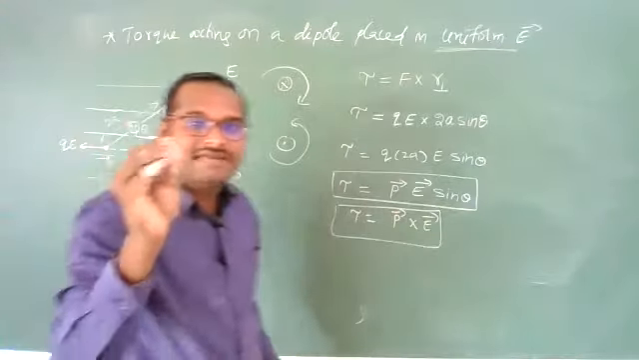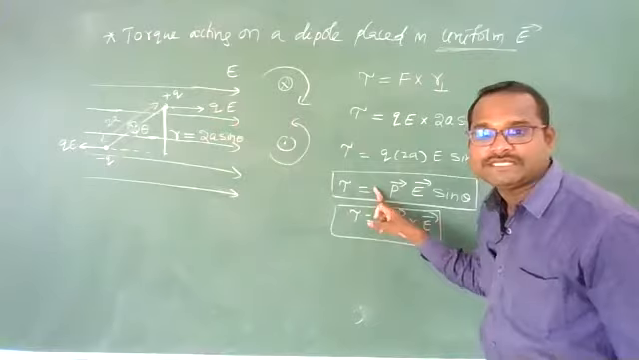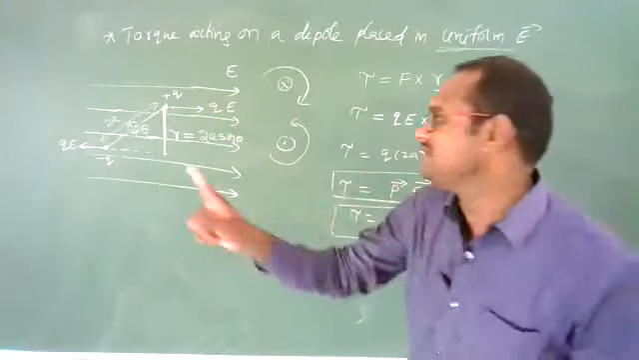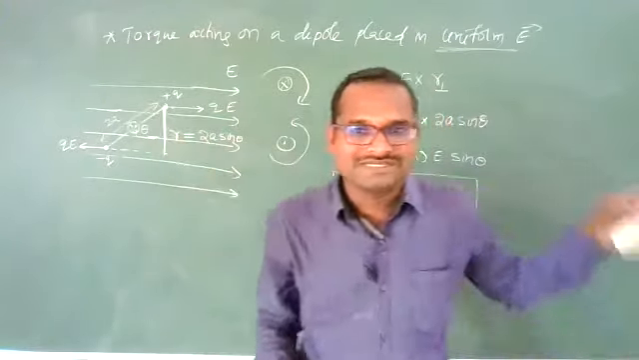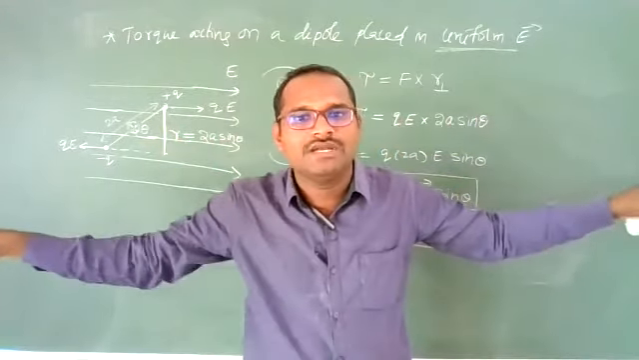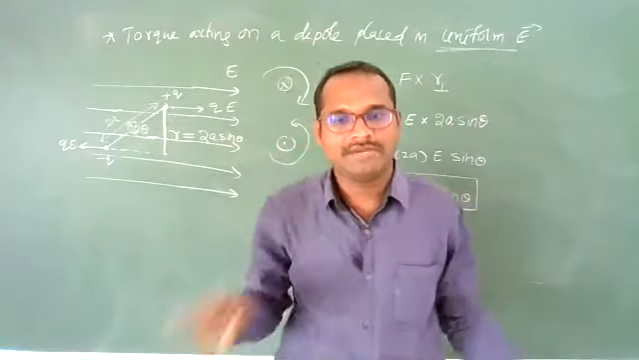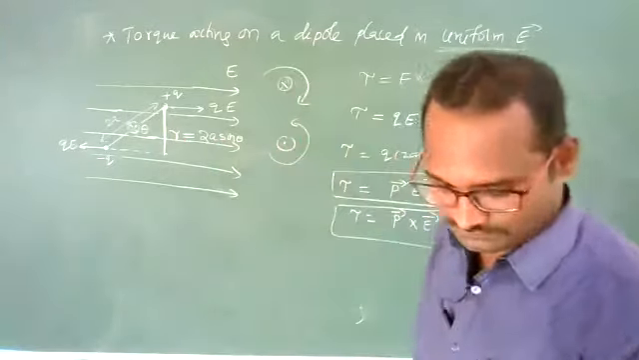Clear? So when a dipole is placed in a uniform electric field, a torque will act on it, but the force acting on it is 0. Because the force on one side is QE, and on the other side also QE. Both are equal in magnitude and opposite in direction. The net force will be 0, but torque is acting on it.